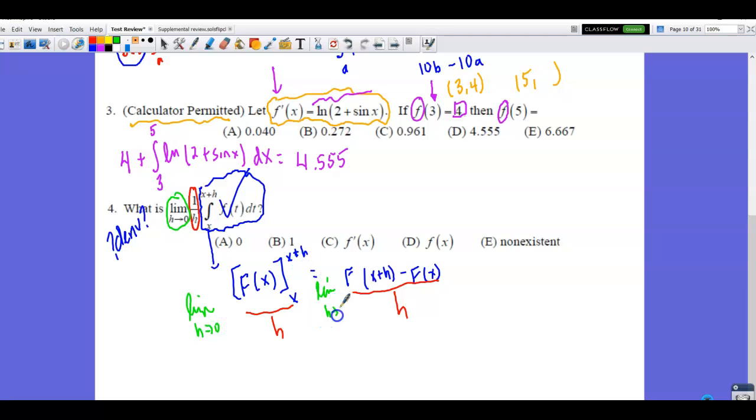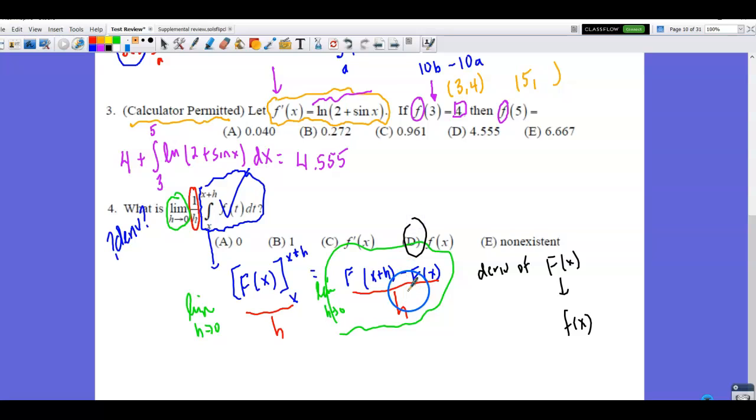So when you look at what you created right here, hopefully you go, oh, that makes a lot of sense. That's the derivative of big F of x at no particular value. There are no numbers in here. So from our work, we know that the derivative of big F of x is little f of x, which is letter D.